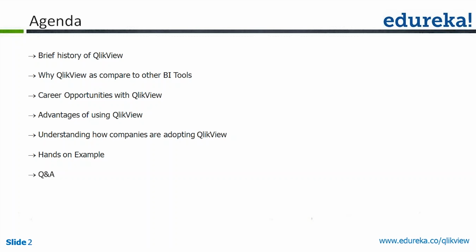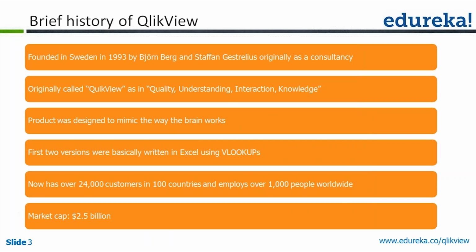All right, so let's begin with the brief history of Qlikview. Qlikview was founded in Sweden in 1993 by Björn Berg. They were a group of guys who originally started as a consultancy, and they gave this tool the name Qlikview, which means quality, understanding, interaction, and knowledge. Their main intention while designing the product was that it should mimic the way the brain works.